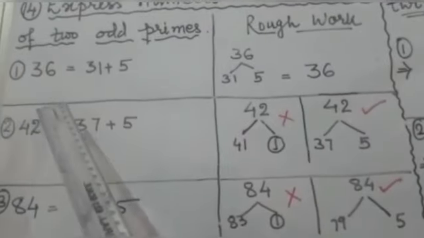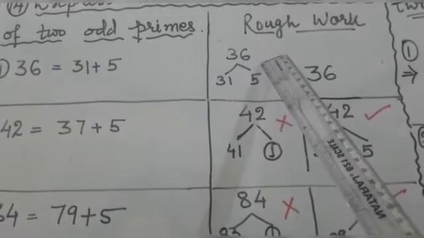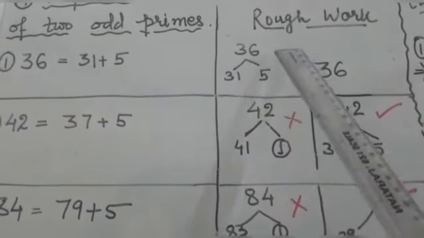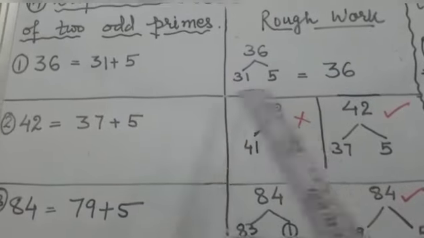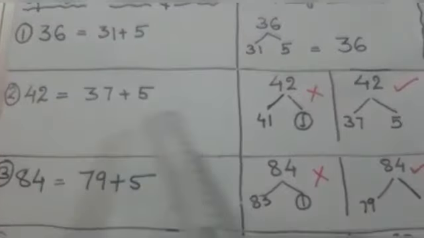The question is 36. We have to take the greatest prime number less than 36, which is 31. 31 plus 5 is 36, and both are odd primes. So 31 plus 5 is 36.